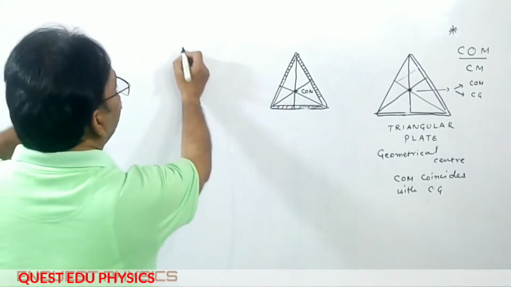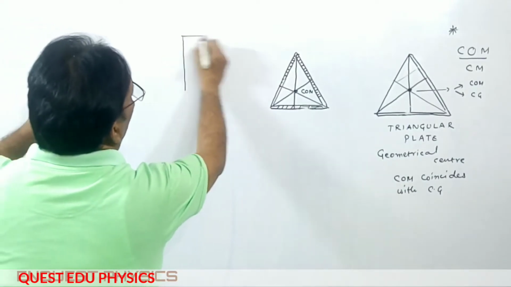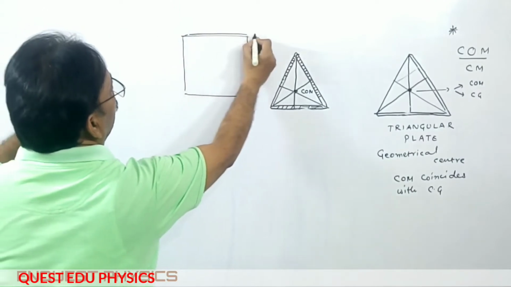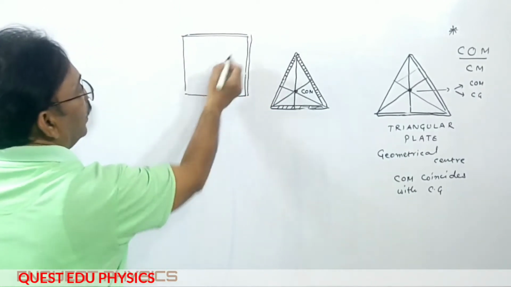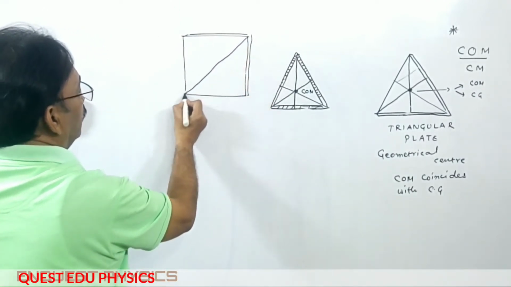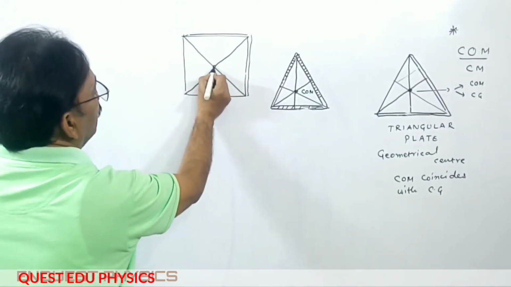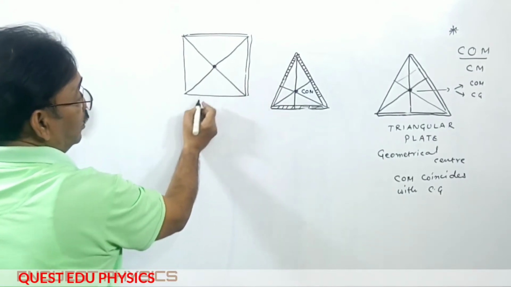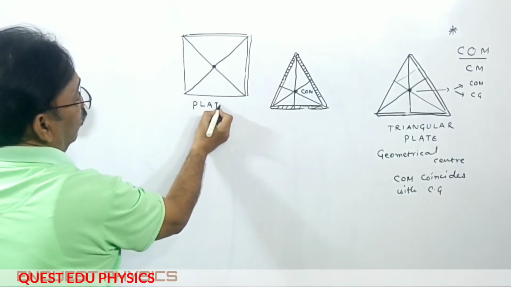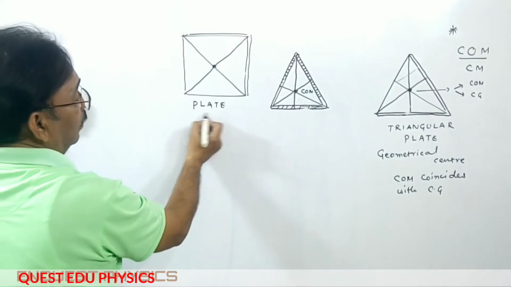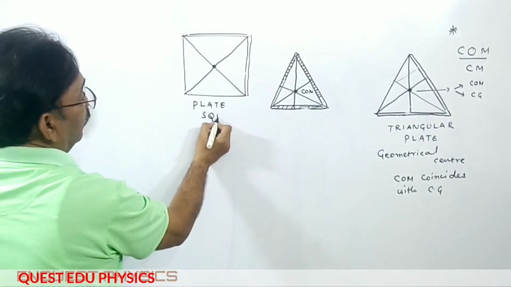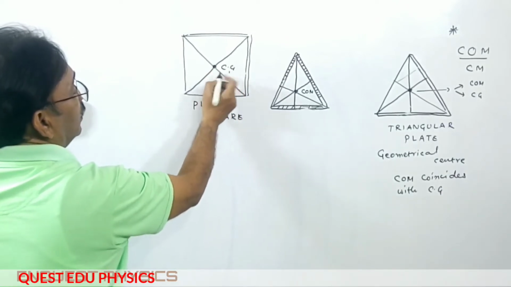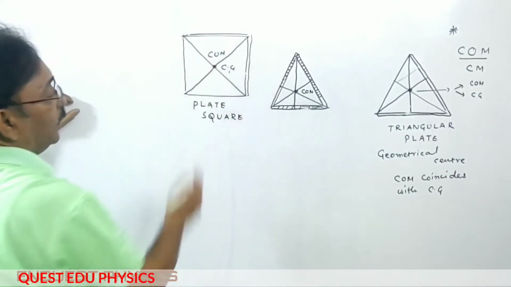Let's take one more set. This time I am taking a square plate. It is the square plate, students. Let's see where the center of mass is. Join the diagonals. These are the diagonals, and it is the plate. It is a square plate. Okay, students, it is the center of gravity as well as the center of mass.